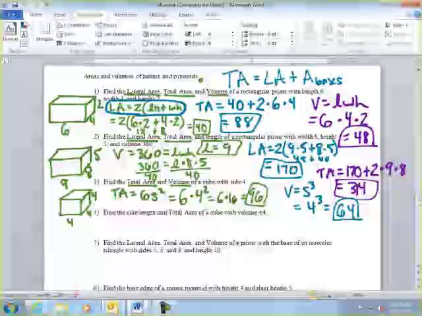The next question asks us to find side length and total area given a volume of 64. The area would be 96. Repeating the exact same problem we just did, we're going to change this to 216.